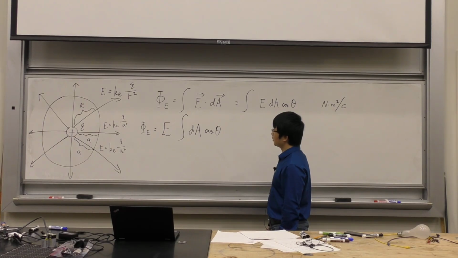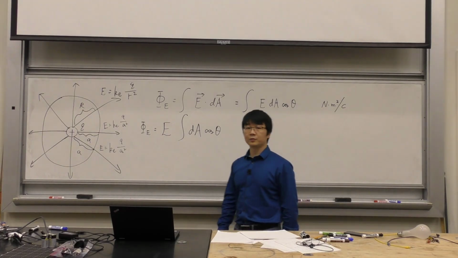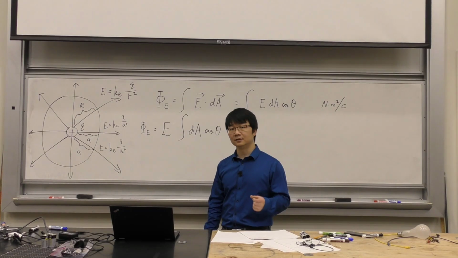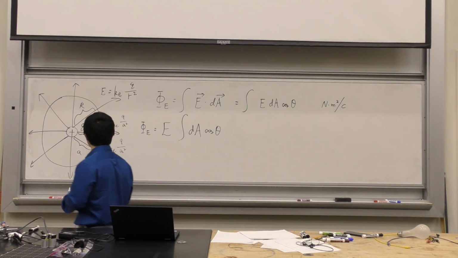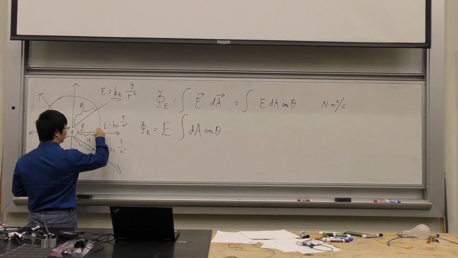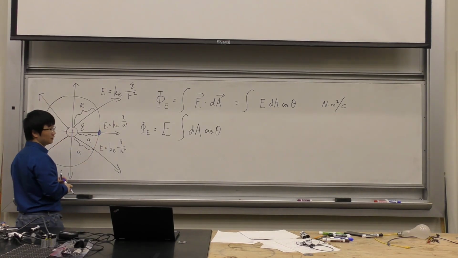Now, what about this cosine theta? Remember, the theta angle is the angle between this dA and the E. So dA is going to be, you pick a very small element here. What is the dA?